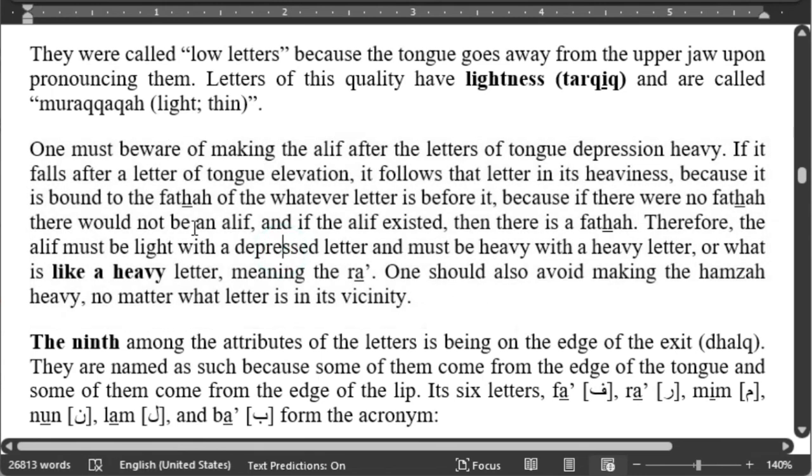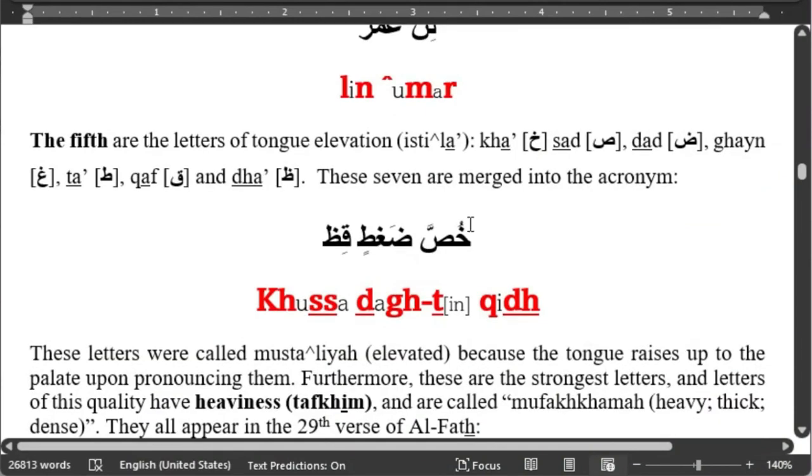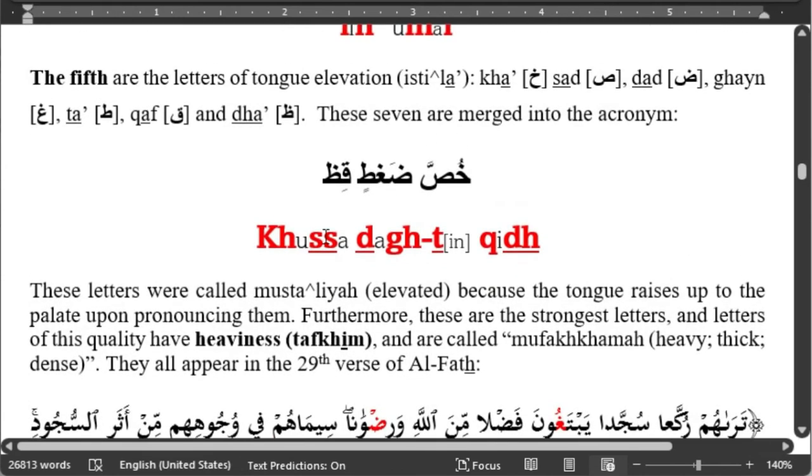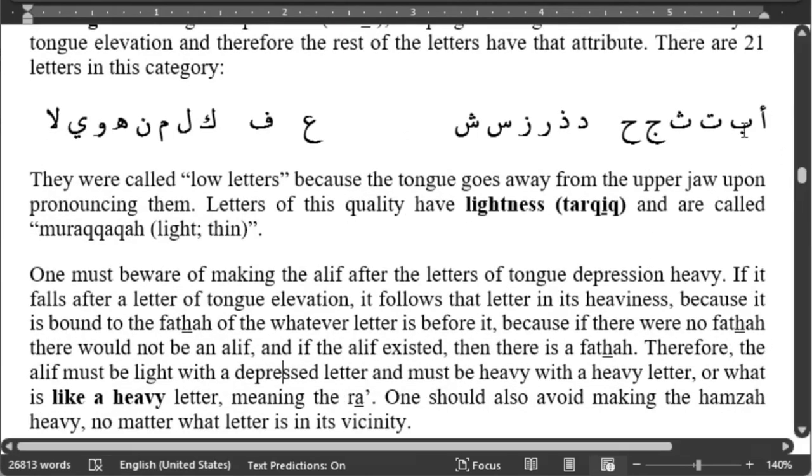Keep your light letters light, keep your heavy letters heavy. We're talking about the alif now. The examples I just gave you were just fatha. So we talk about alif, then we're saying if those are heavy letters, kha, sa, ba, gha, ta, qa, wa, the alif has to follow the heaviness of that heavy letter. These are light letters, so the alif has to follow their lightness: a, ba, ta, fa, etc., including ayn. Ayn is not a heavy letter.